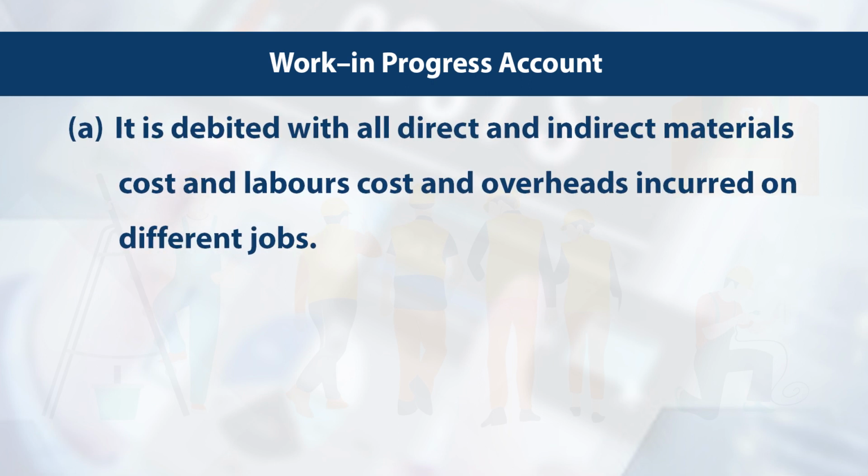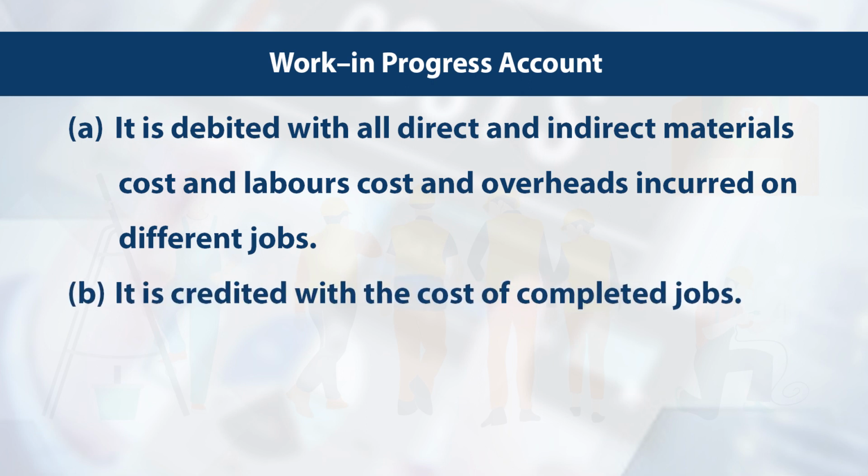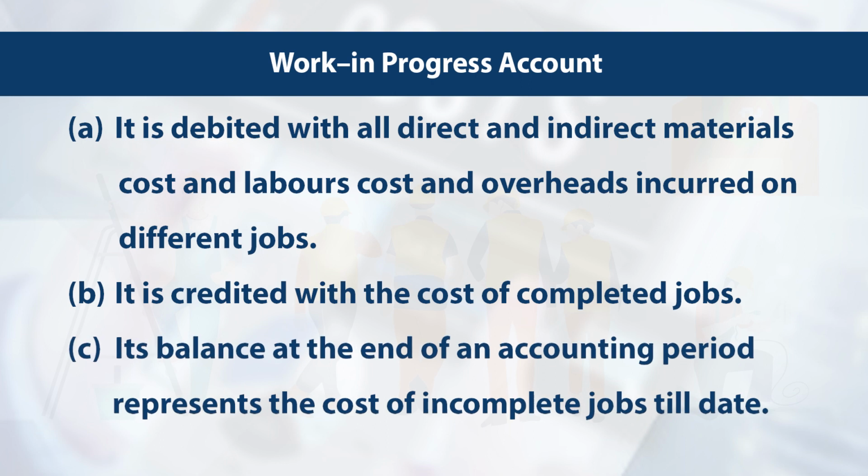Next is the work in progress account. It is debited with all direct and indirect materials cost, labor cost and overheads incurred on different jobs. It is credited with the cost of completed jobs. Its balance at the end of the accounting period represents the cost of incomplete jobs till date.